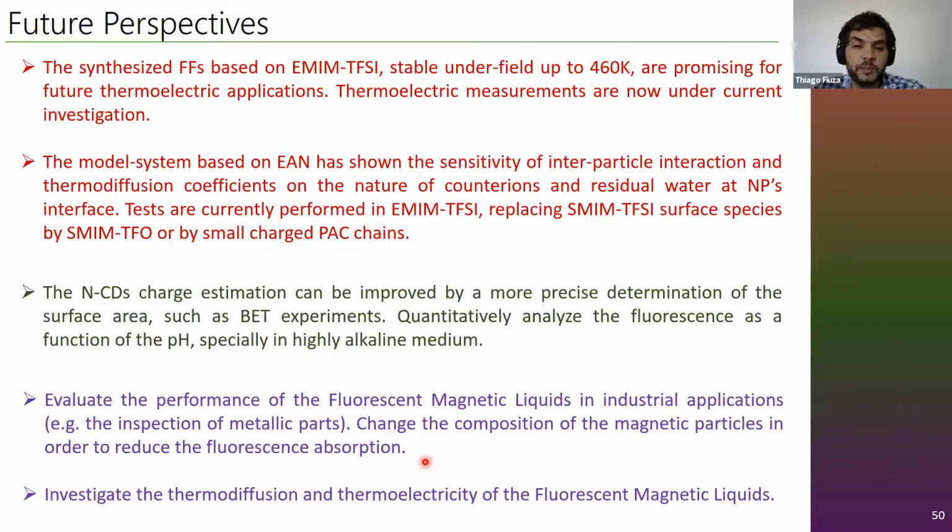And we'll also try to change the composition. Here we used cobalt nanoparticles that are really dark, to maghemite, which is more red, and then we can probably have a better effect of the fluorescence. We also want to investigate the thermal diffusion and thermoelectricity of these mixed samples, since now we have different particles there, and then it can probably change their thermal diffusion properties.